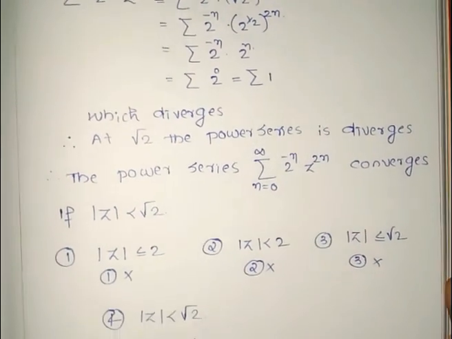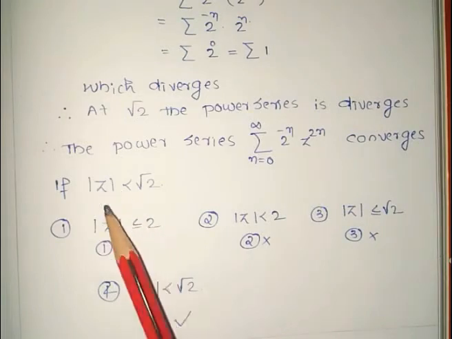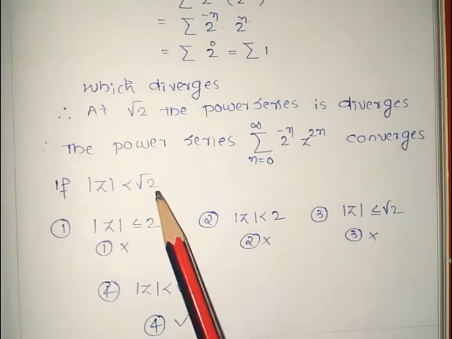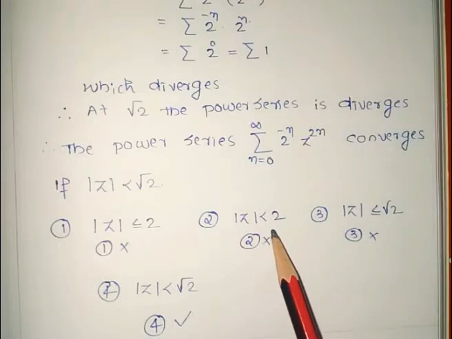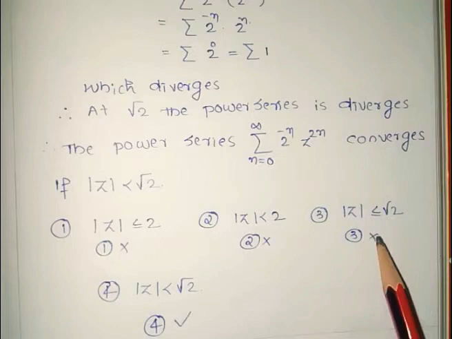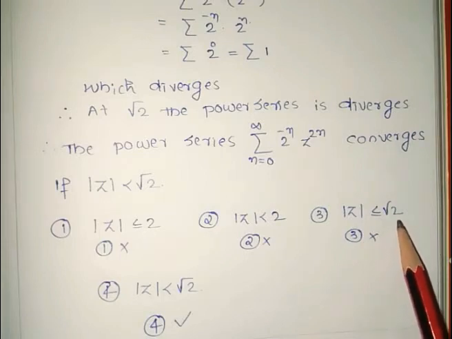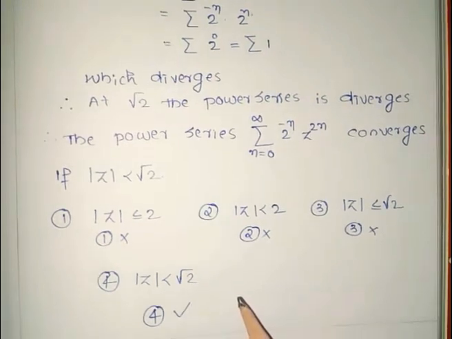Now we are going to our options. Our first option says that the given power series converges when mod z less than or equal to 2, which is false because we get that for mod z less than root 2 the given power series is convergent. The second option says that mod z less than 2, which is also wrong. And the third option says mod z less than or equal to root 2, which is false, because at root 2 our given power series diverges. Therefore our fourth option, which says that mod z less than root 2, is the correct option of this question.